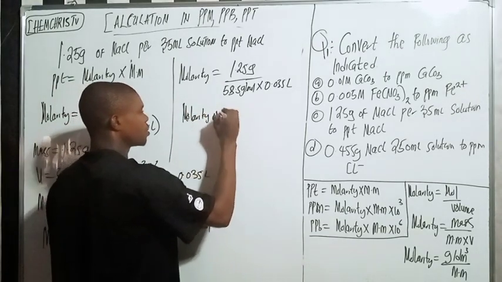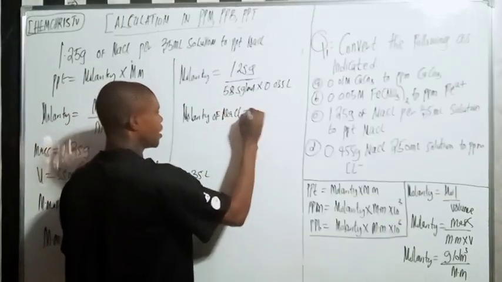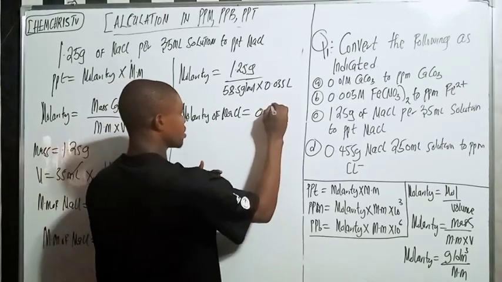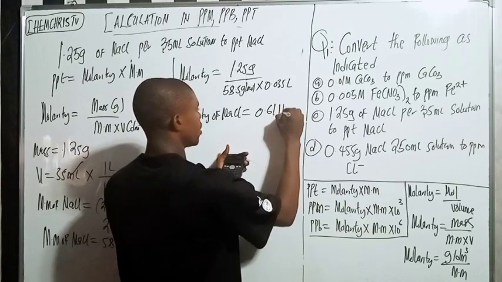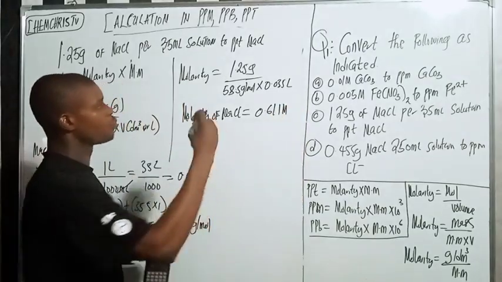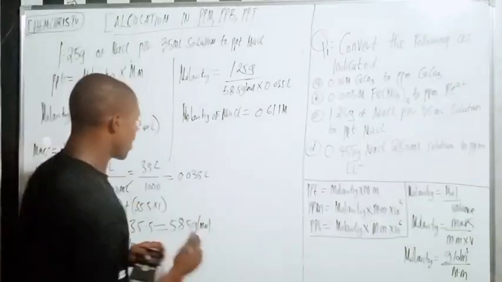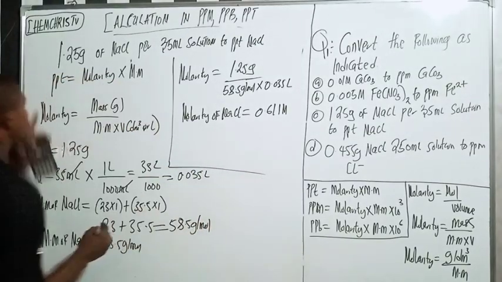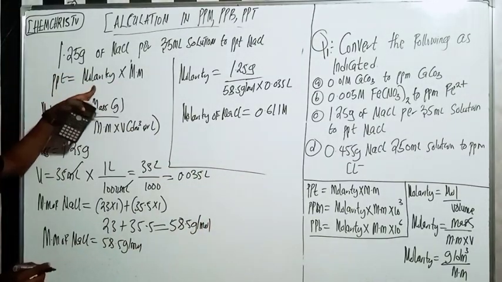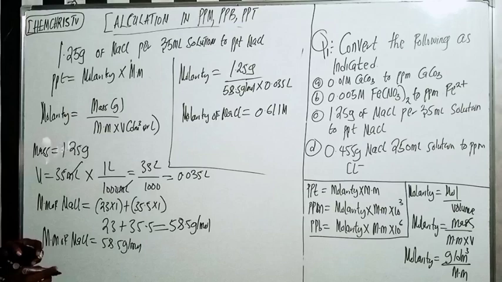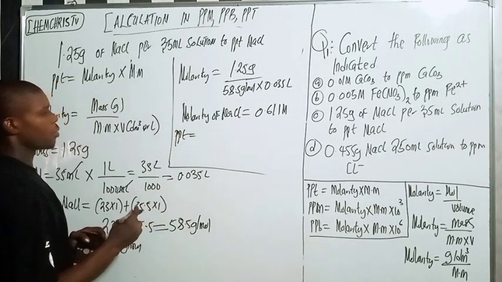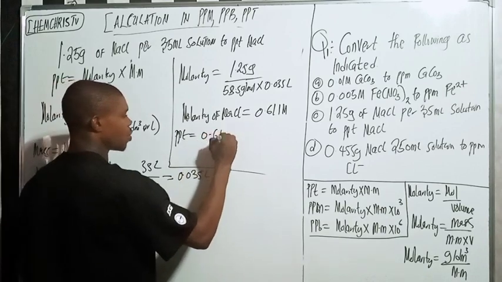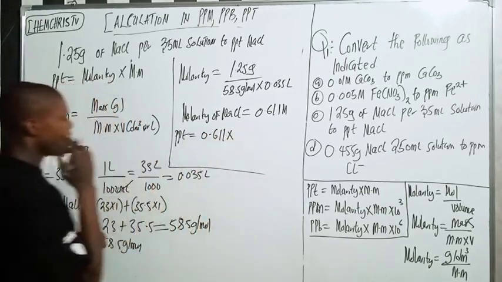Molarity of NaCl is 0.611 molarity. Now we also say that it is mole per liter, right? So now this way I can calculate the ppt. Remember, ppt equals molarity times the molar mass, right? So ppt equals my molarity, 0.61, times my molar mass.